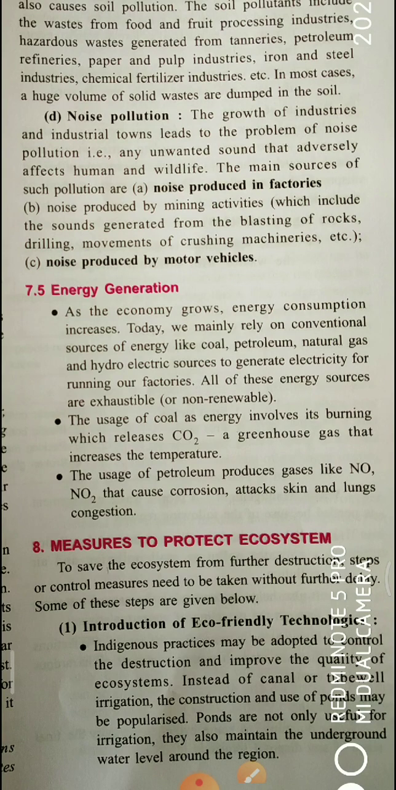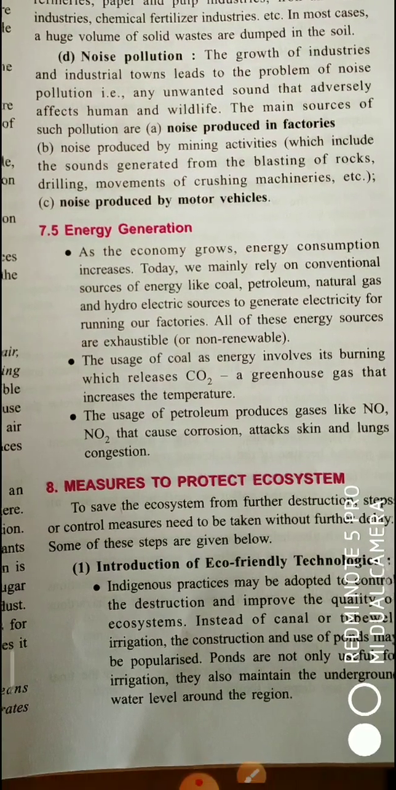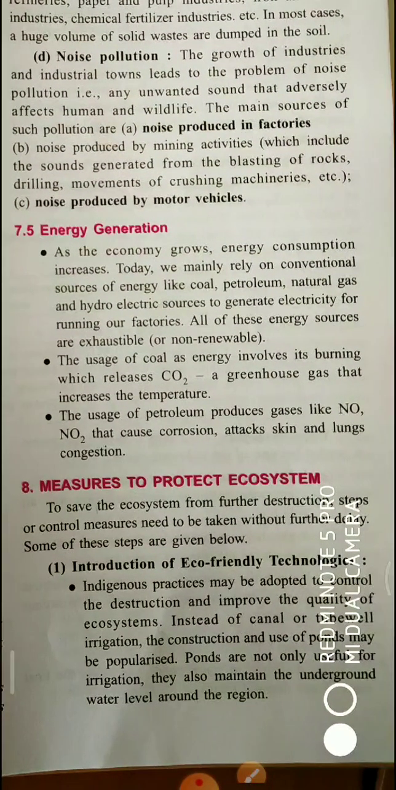The uses of coal as energy involves its burning which releases carbon dioxide, a greenhouse gas that increase the temperature. The uses of petroleum produces gases like NO2 that causes corrosion, attacks skin and lungs congestion. Measures to protect ecosystem. Introduction of eco-friendly technology.